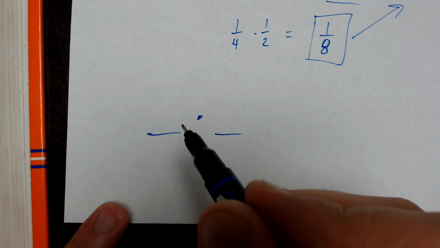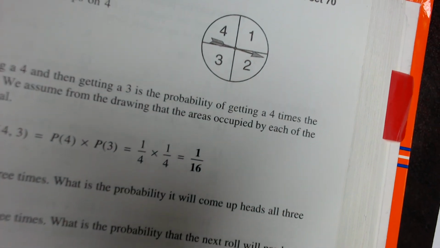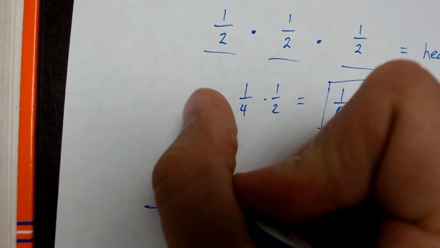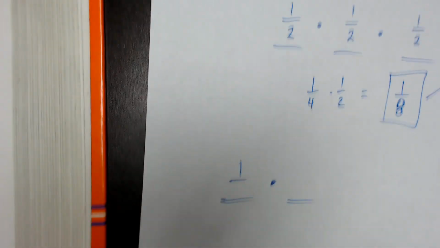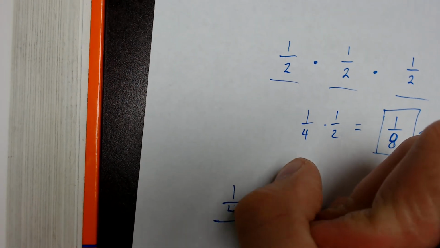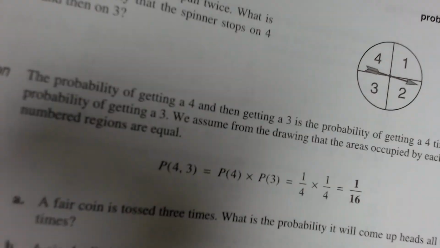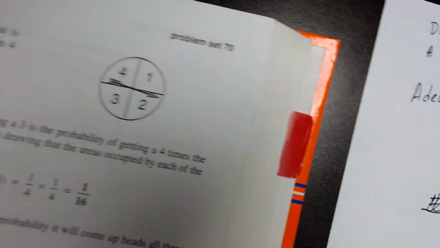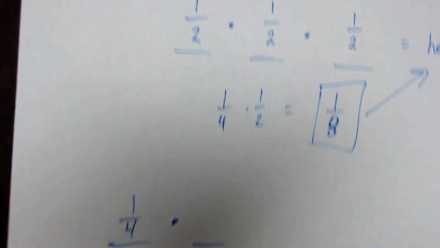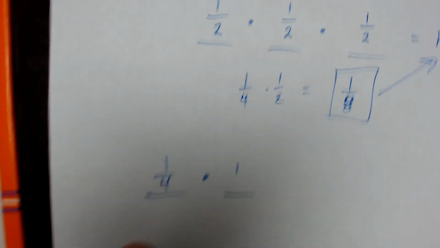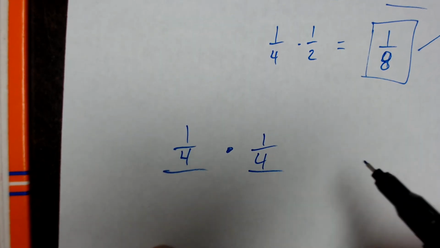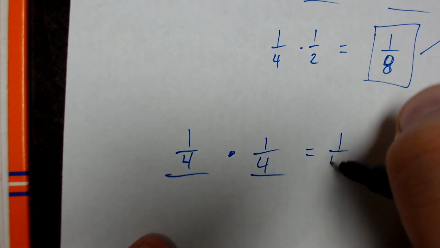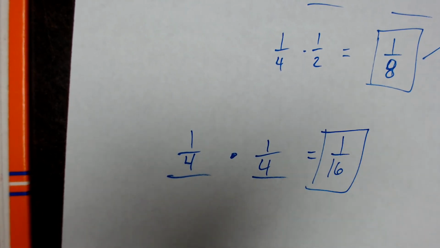The first, I want to get a 4, right? So if you look back at the spinner, there's only 1 4 on there. So that is 1 desired outcome. How many options? There are 4 options. 1 desired outcome out of 4 possibilities. And then on the next spin, I want to get a 3. So 1 3 on there. That's 1 desired option out of 4 possibilities. So I multiply 1/4 times 1/4 equals 1/16, and that is the probability.